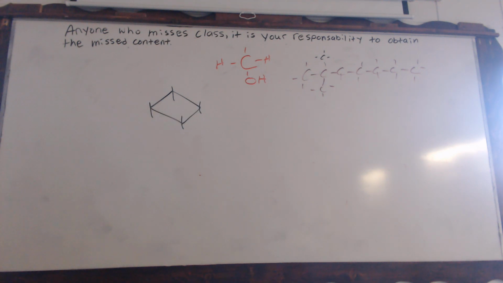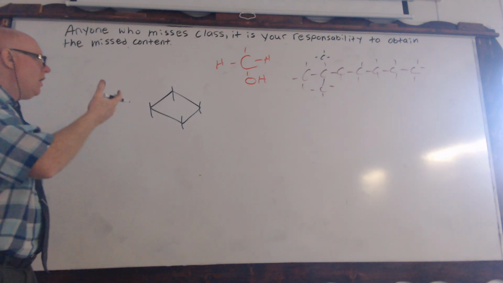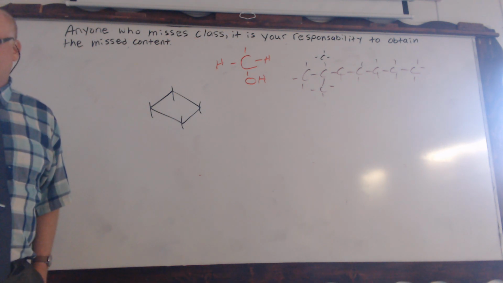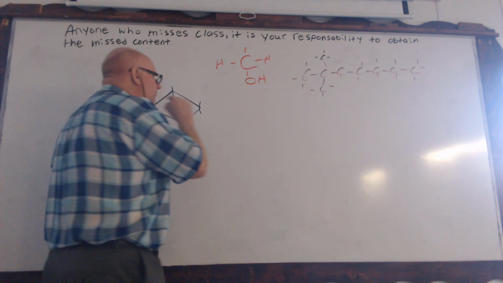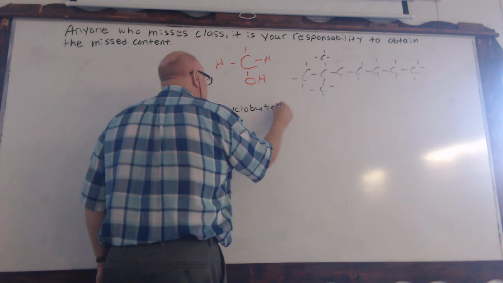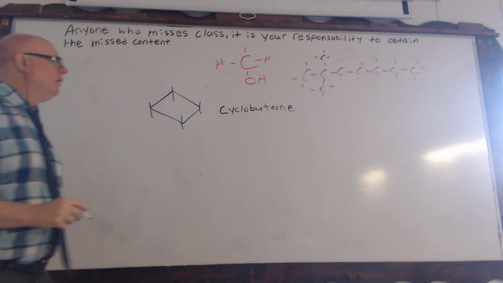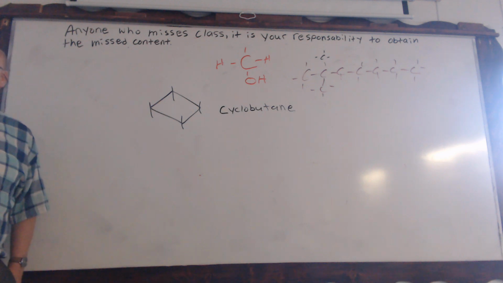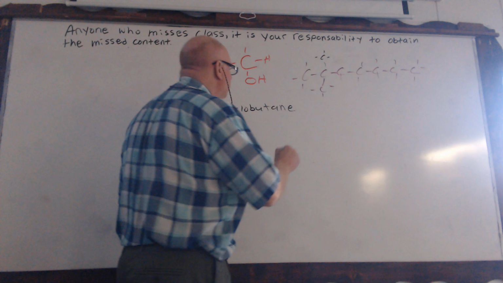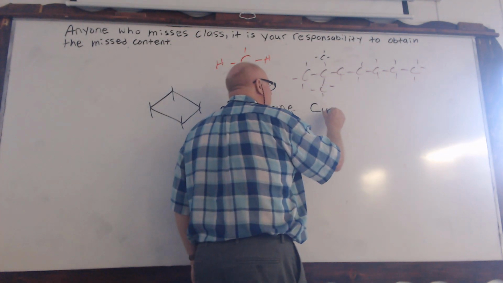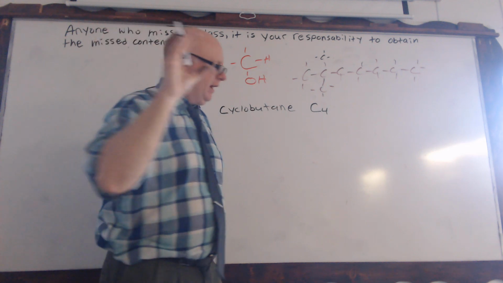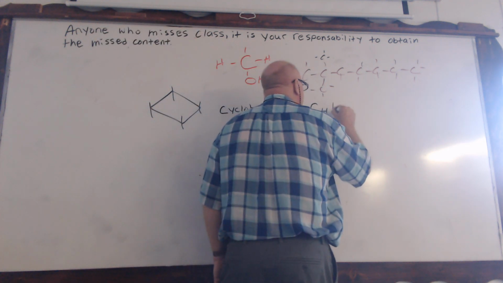All right. So, and we know how to name this. What would we call that? Cyclobutane. Excuse me. And what is the formula for that cyclobutane? C4, I like that number. C4H8. C4H8, okay? That's where it gets to be tricky, okay?